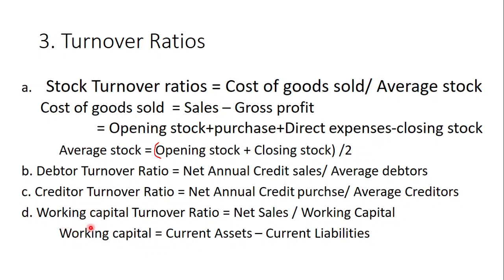Fourth formula is working capital turnover ratio. Working capital turnover ratio is equal to net sales divided by working capital. Net sales means sales minus returns. Working capital is equal to current assets minus current liabilities.